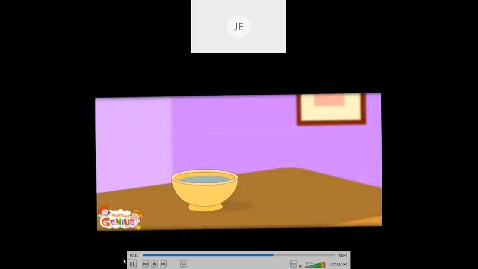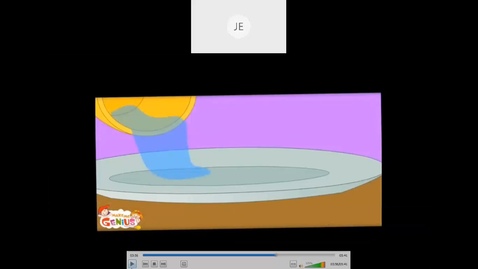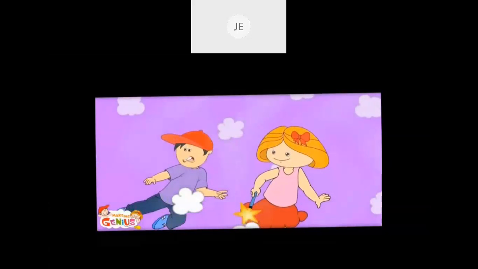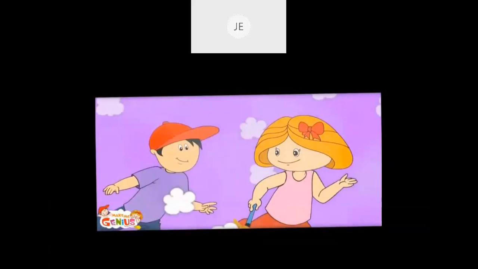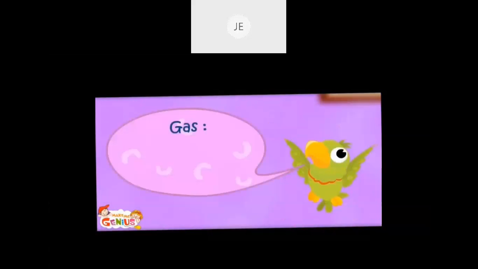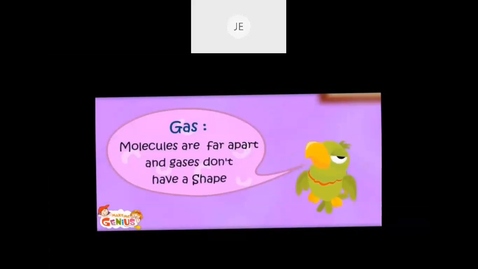See, I was right. You put liquid in any container and it would take that shape, right? Yes. Solids have definite shape, but liquids and gases do not have their definite shape. Whatever container you take, the liquids and gases will take that shape. You're right, genius boy. Let's enter the gas now. Aha! Here molecules are apart from each other. And see how fast they are moving. That is why they don't have a shape. Yes, molecules are far apart and gases don't have a shape.